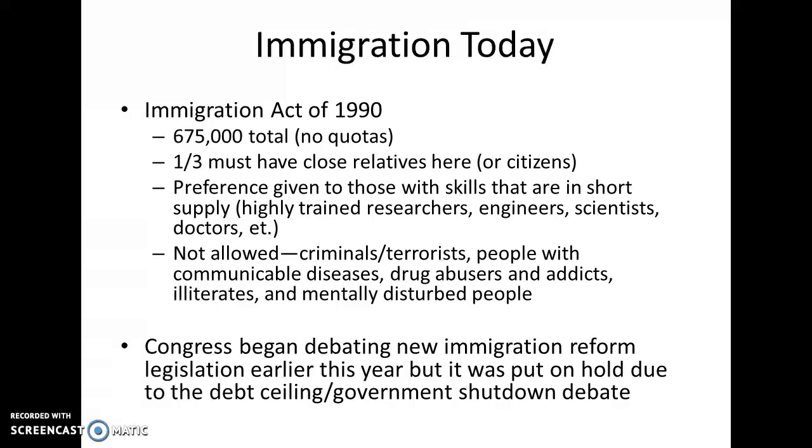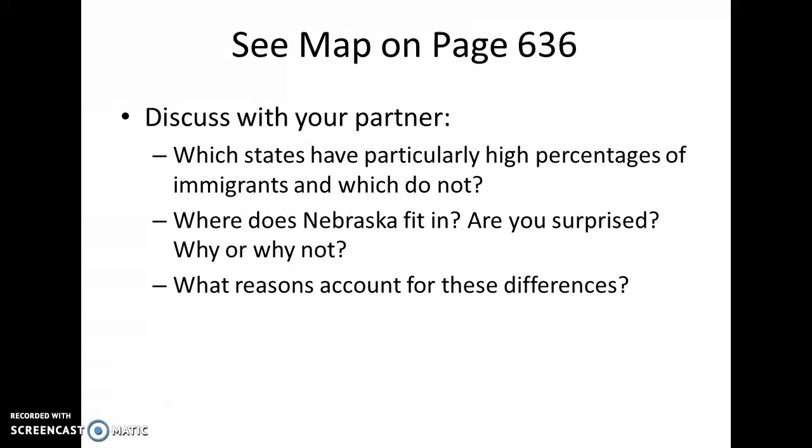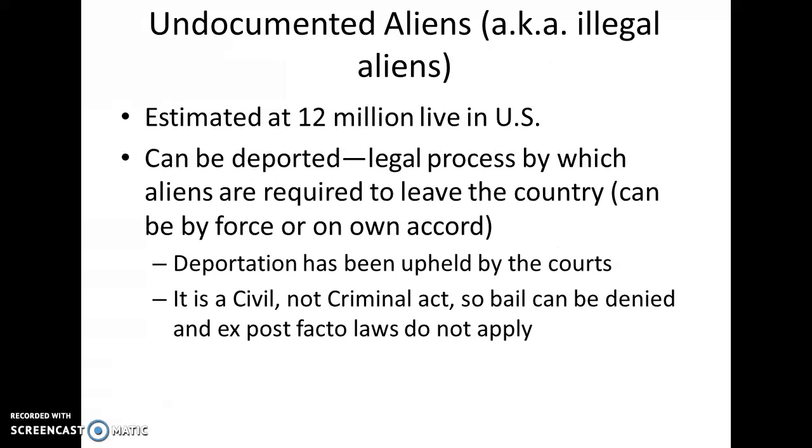And again, we haven't got a lot done on immigration since 1990. I'm going to skip that. The last part I want to talk about is undocumented immigrants, or illegal aliens as they're called. An alien is somebody who's from outside the United States. They estimate that about 12 million live in the United States right now. They can be deported.